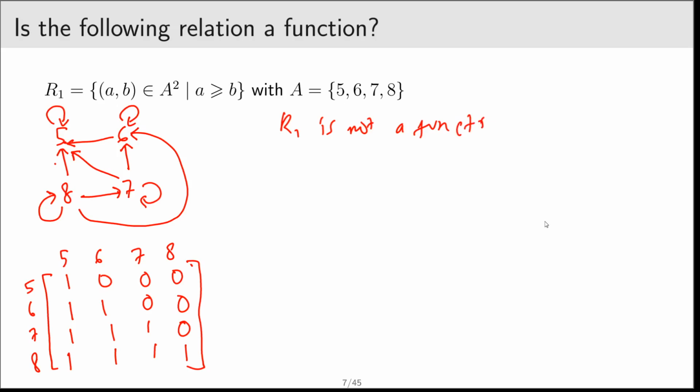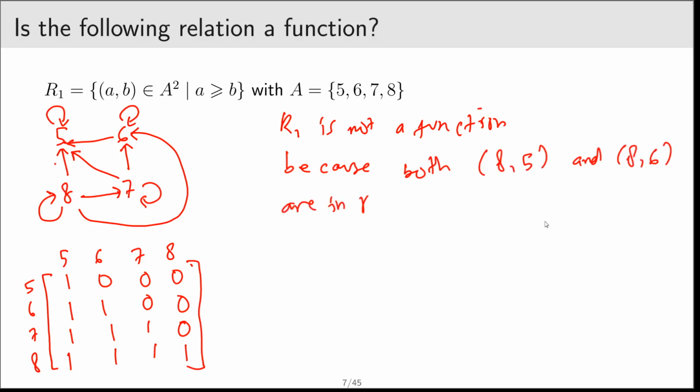Or, a simpler explanation without drawing the graph, you could simply write: because both, for example, (8,5) and (8,6) are in R1, you have more than one outgoing arrow from 8. So R1 is not a function.